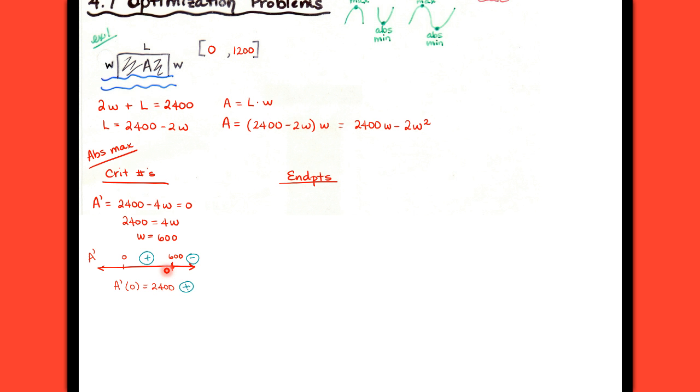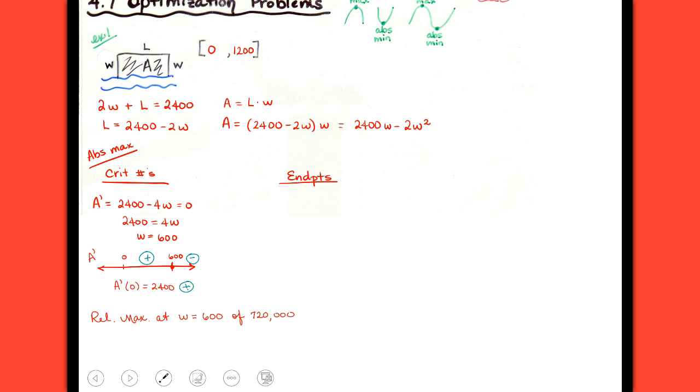So I have to state, when W is less than 600, my derivative is positive. When W is greater than 600, my derivative is negative. Therefore, since the derivative changed from positive to negative at 600, I have a relative maximum there. I have to write it out in that way. The sign graph, remember that handout I gave you, the sign graph is not enough.